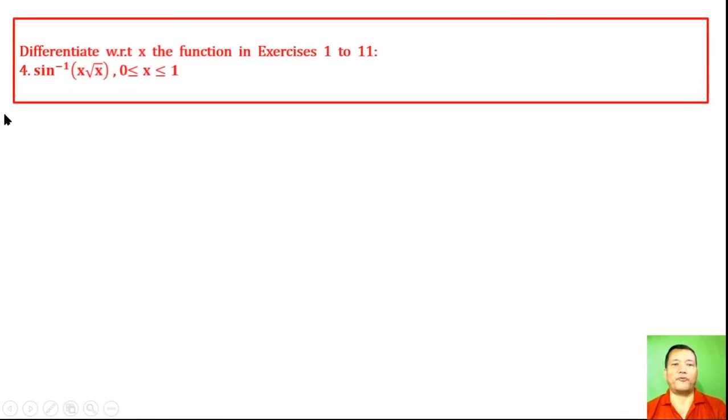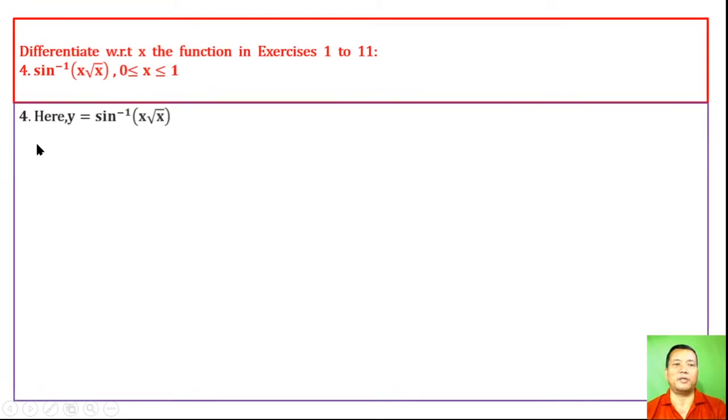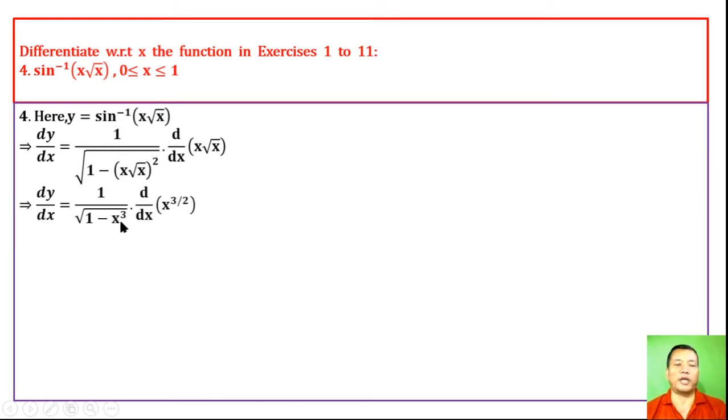For question number 4, we have to find out its derivative. Here y is sine inverse of x root over x. Therefore dy by dx is sine inverse of something whose derivative is 1 by root over 1 minus something squared into d by dx of something, that is x times of root over x. And simplifying for this, we get x power 3 by 2. Its derivative is 3 by 2 times of x to the power 3 by 2 minus 1, that is x to the power half. Simplifying, we get this. Therefore, dy by dx is 3 by 2 root over of x by 1 minus x cube, which is the required derivative.